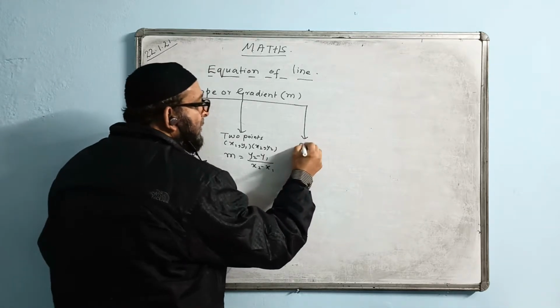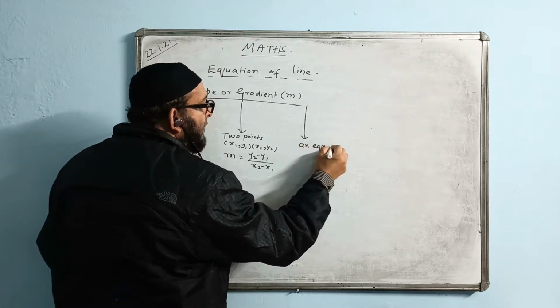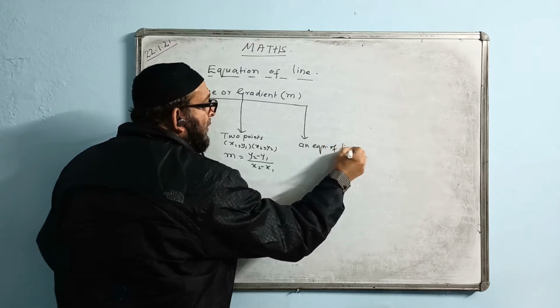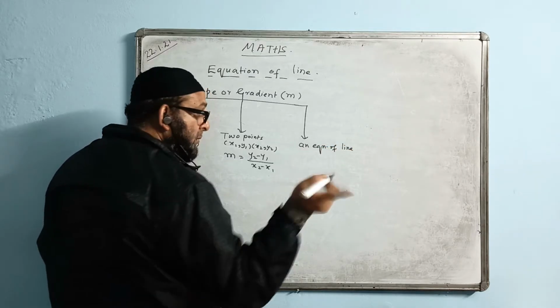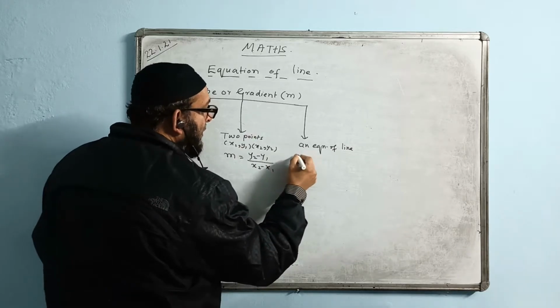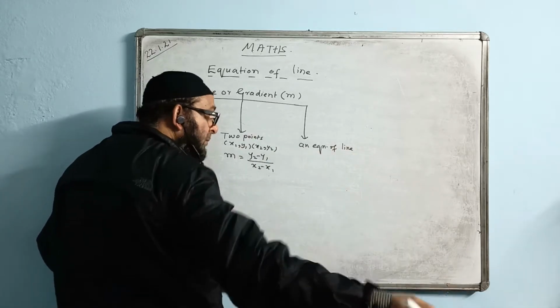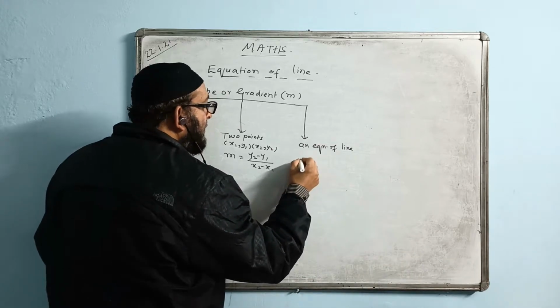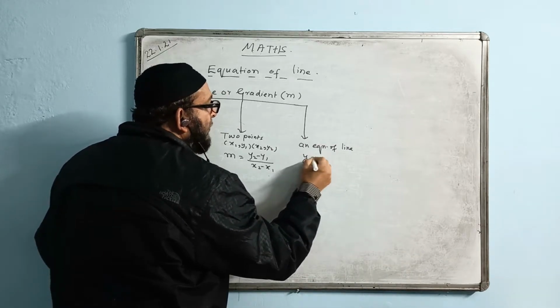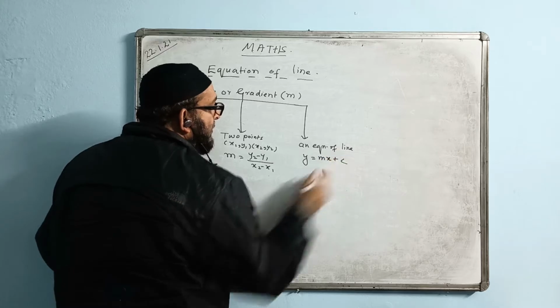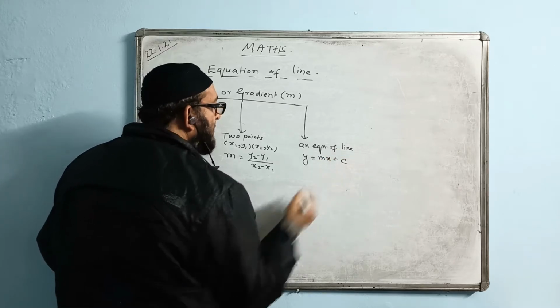And then an equation of a line is given. An equation of a line uses the formula y is equal to mx plus c. Y is equal to mx plus c formula.